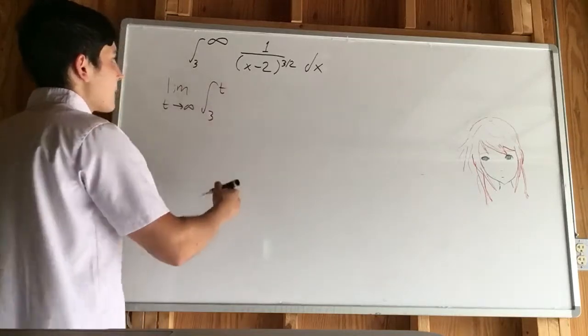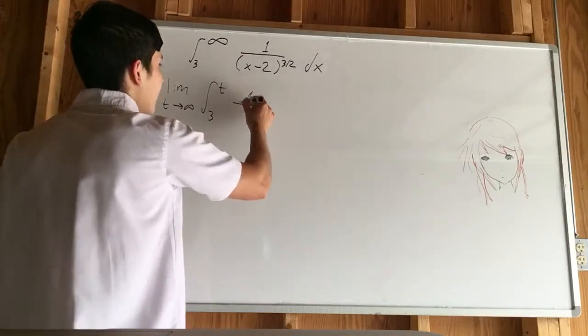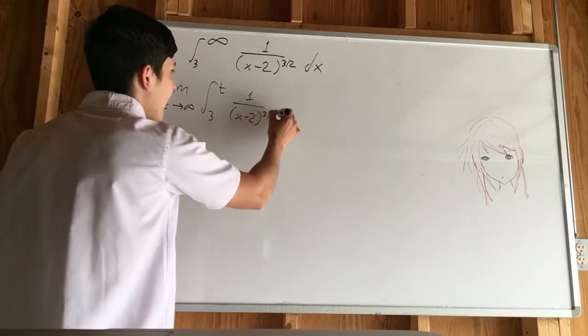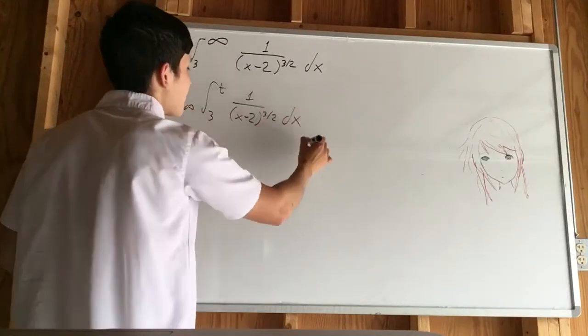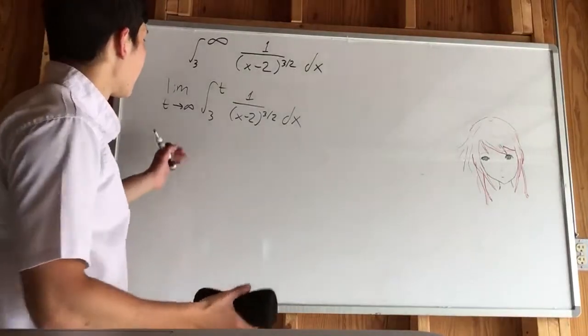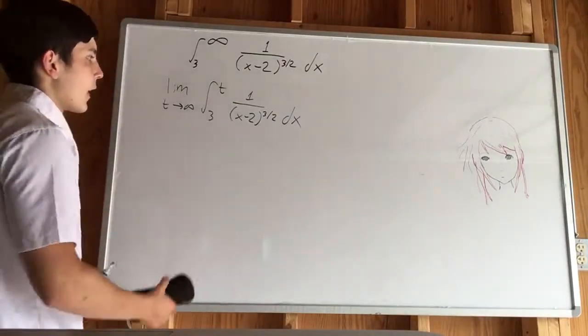So we have this, and the integrand, we don't change that. 3 halves power dx. Okay, now we could go ahead and start solving this. How would you solve this?